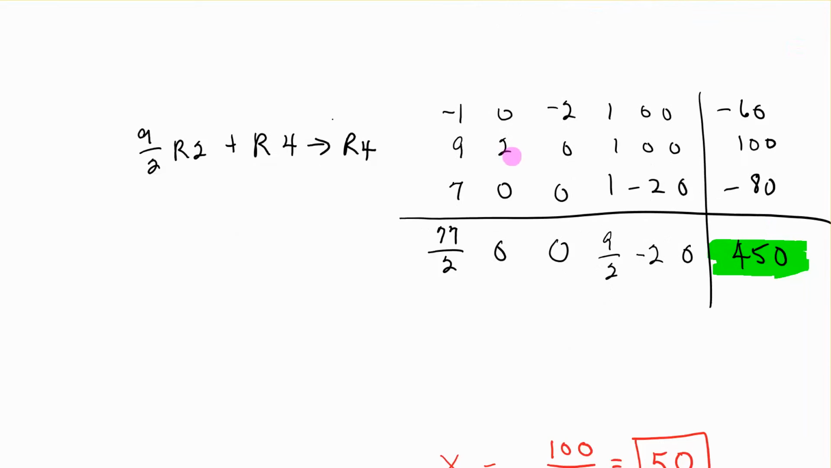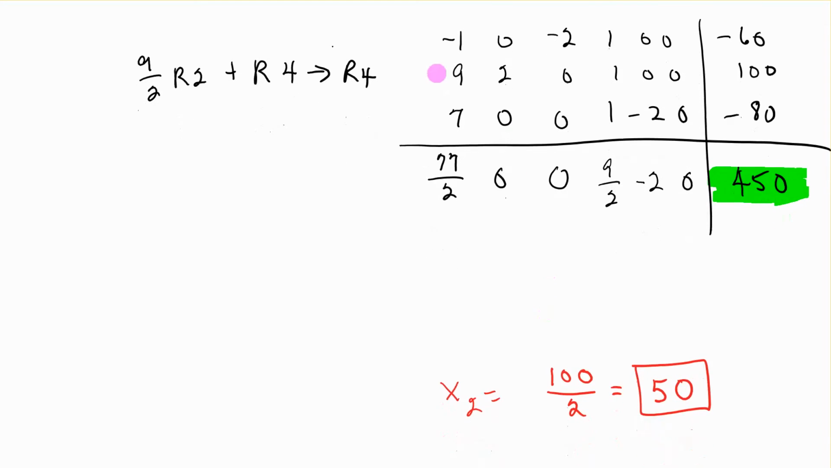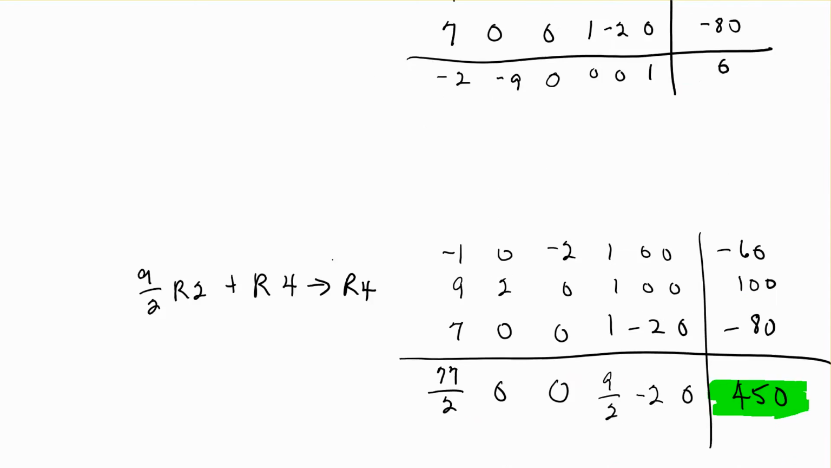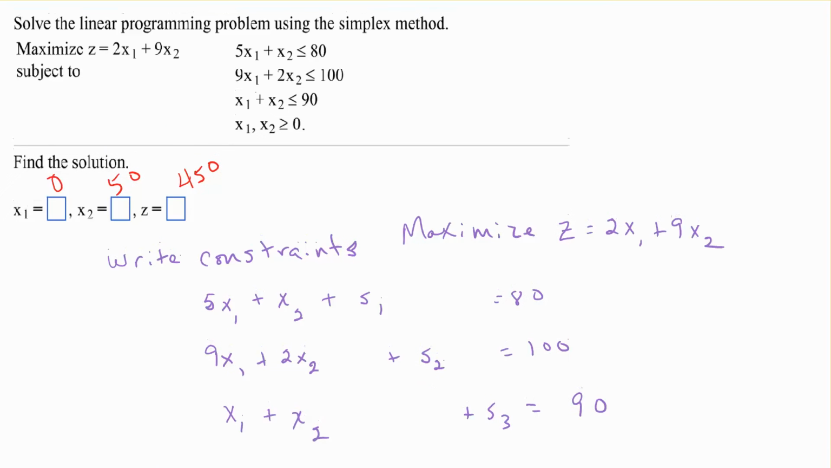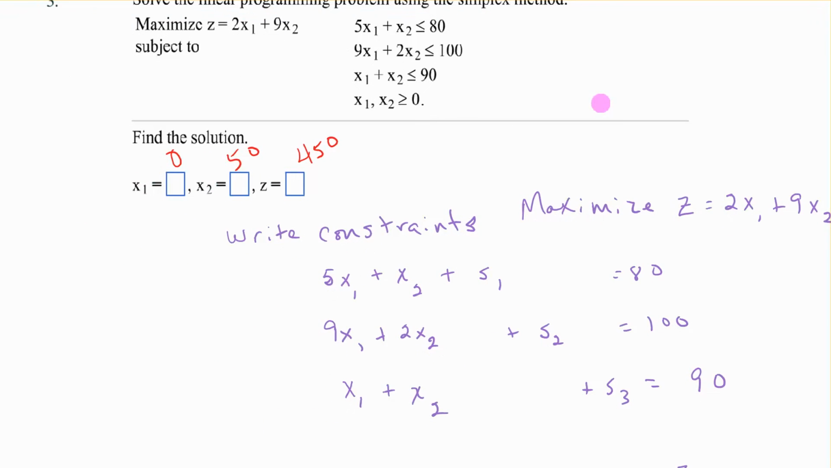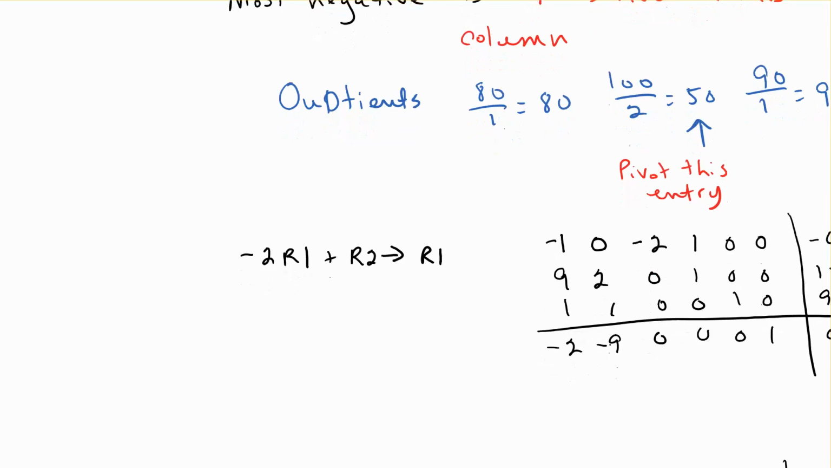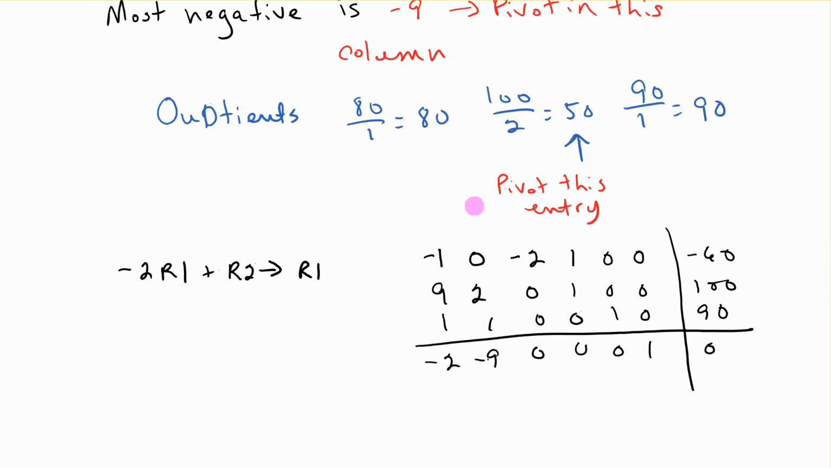And x1 is 0, x2 is 100 divided by 2, which is 50. So again, our goal was to get all zeros, and our pivot was still there. So let's see what it was asking for in our original question. Okay, x1 was 0, x2 is 50, and z equals 450. So it may take you a little while to practice on that, but hopefully having those examples will help you get through that.